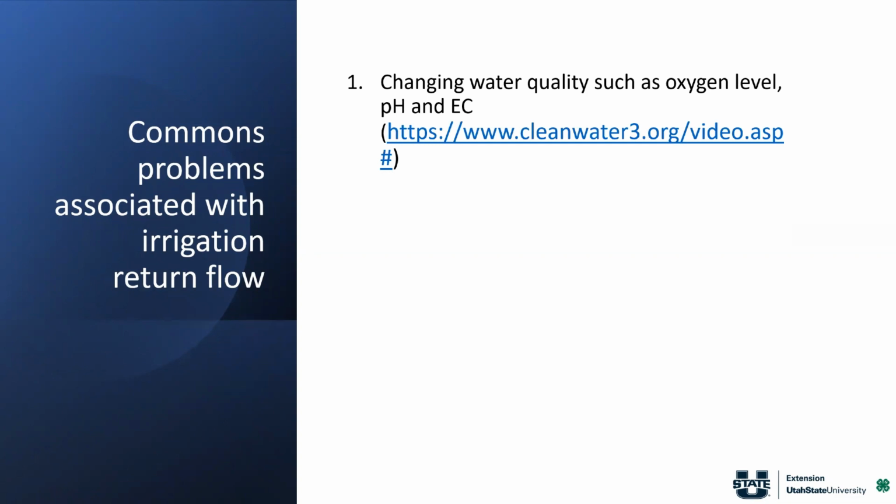If you want to know more, go to this link here, Clean Water 3.org videos. It'll talk about the water quality, oxygen level, pH, ECs, and you can watch those. The problem also arises with algal blooms, with high nitrate and phosphate concentration in the runoff retention pond. We might get algal blooms, and that might be something we need to consider, like remediating in the retention pond. We also can get suspended solids, which is anything like sediments or soils and such.